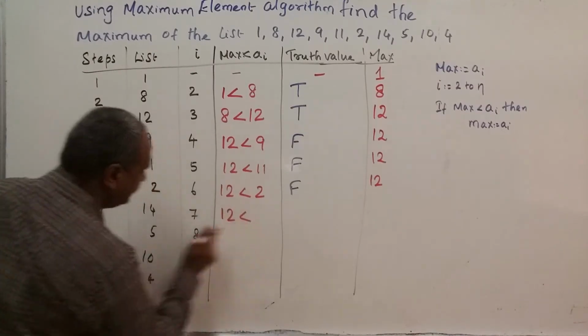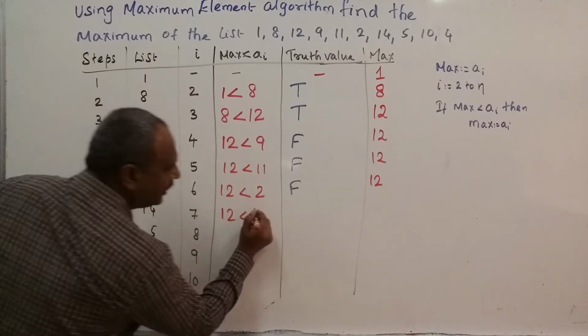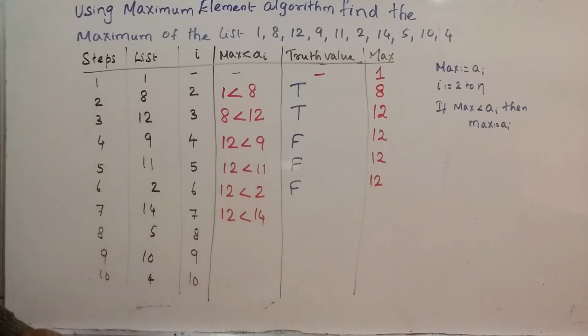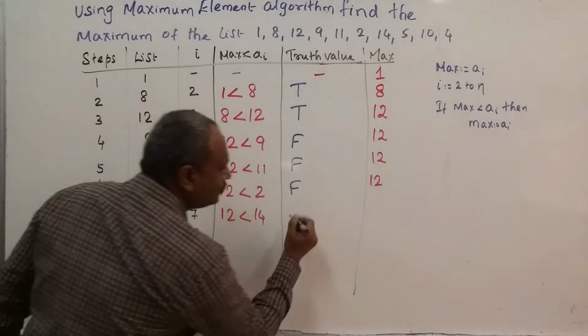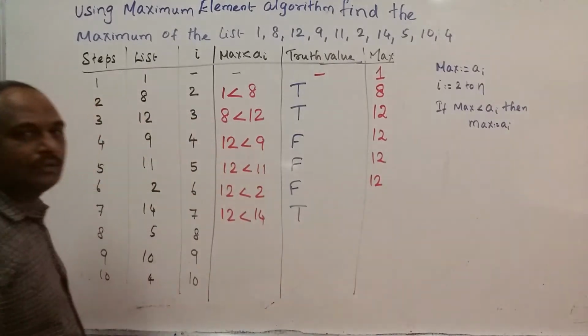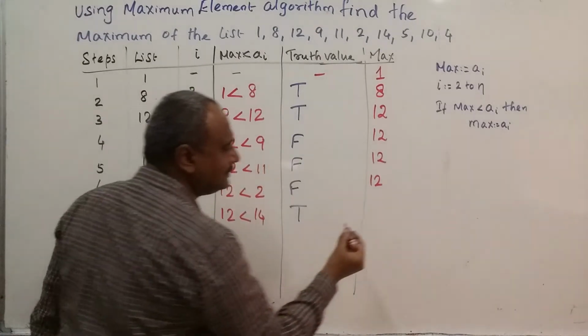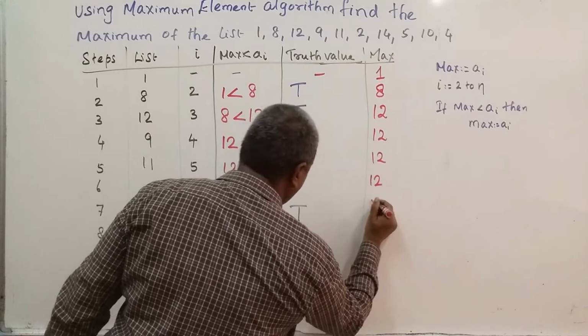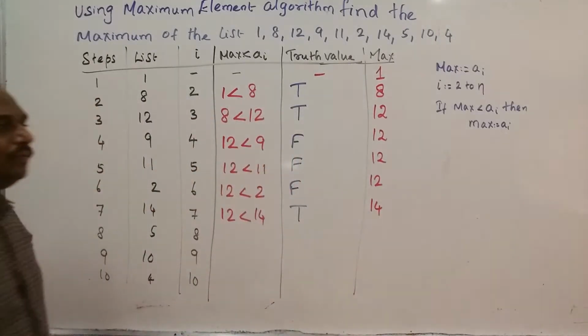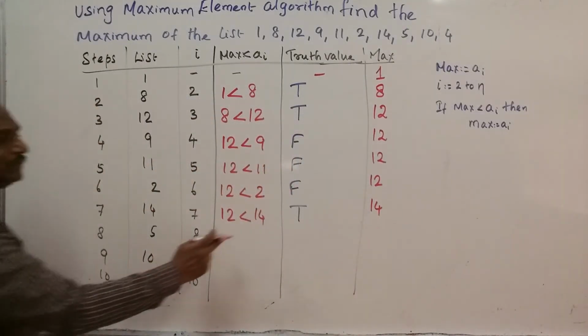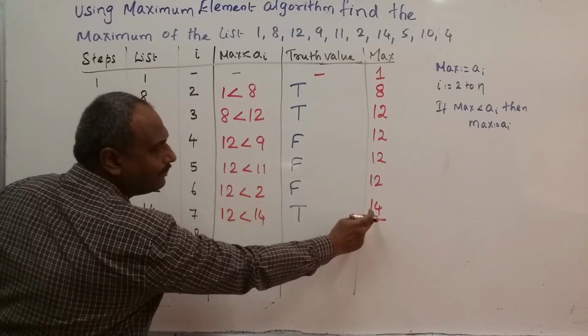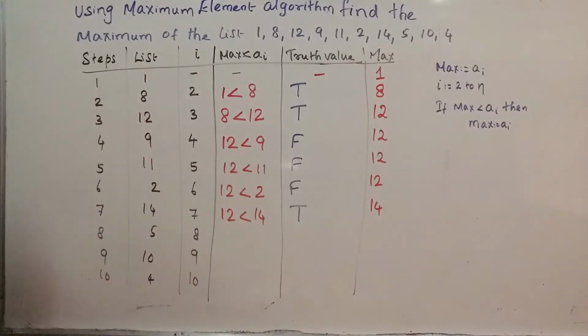Is 12 less than, what is the number here? 14. When the computer executes this statement, the truth value will be true. When the truth value is true, we are asking to replace the statement. So what will be the replacement? The number will be 14. Isn't it? The bigger number is 14. So the maximum number value will be assigned to 14.